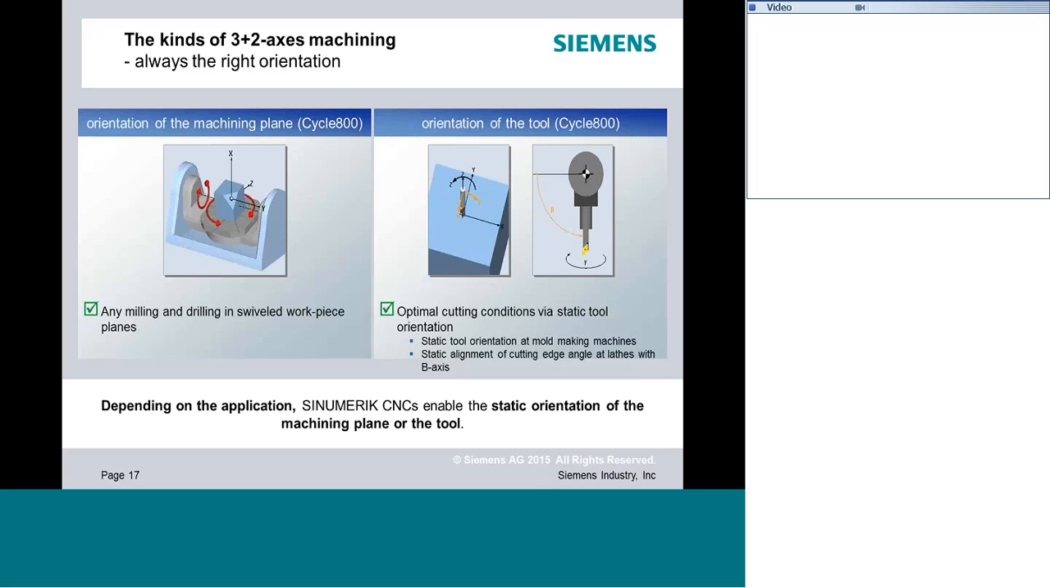So there's two ways for Cycle800 to be utilized. It can be utilized for moving around the orientation of the machine plane. That's our unit coordinate system, or work coordinate system, WCS is usually referred to. Or you can use it to actually control the orientation of the tool relative to the workpiece. I would say your most common, and the example we're going to follow today, would be the orientation of the machine plane. So that's specifically what we're going to look at.